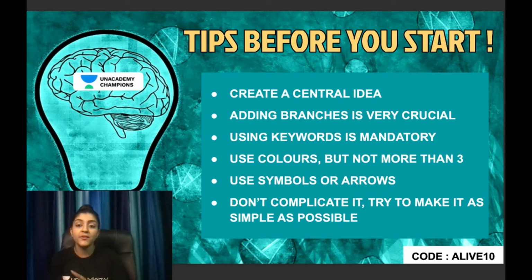Second, adding branches is very crucial. So that is the point where you really need to know the subtopics of each and every chapter that you are making it from. So this is the first thing, that you cannot make a mind map before reading that chapter. You need to read that chapter at least once or twice to actually know what are the important subtopics you are having difficulty in learning with.